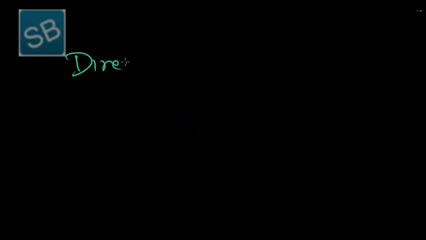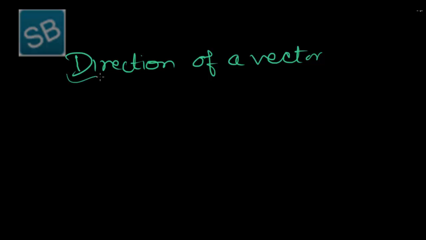Next we will learn about the direction of a vector. How can we represent or judge the direction of a vector that is in the same direction as a given vector, or in a direction opposite to the direction of a given vector?